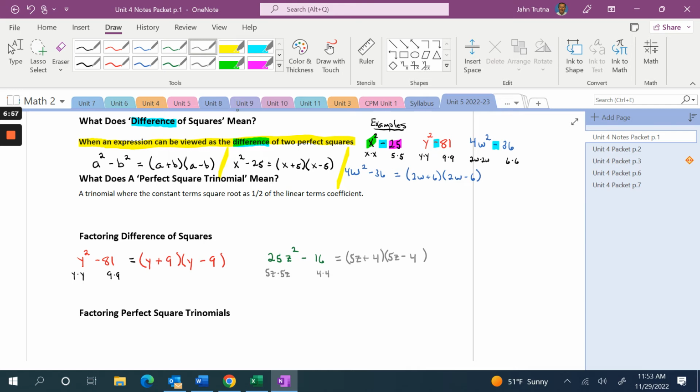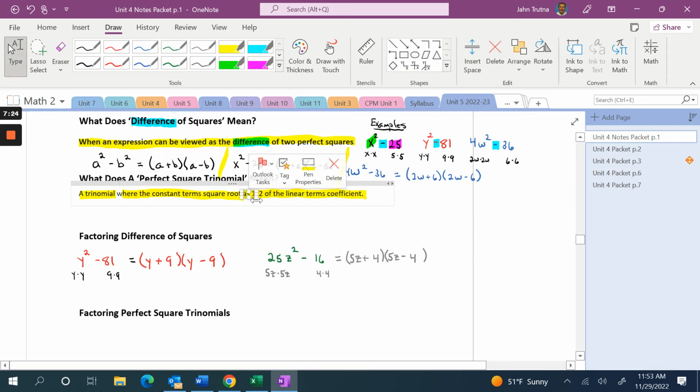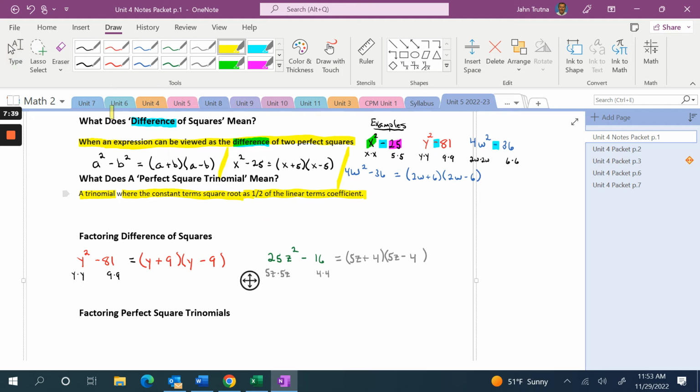It's a trick, it's a shortcut that you can use that only works in the special category of factoring difference of squares, okay? Now let's go to what does a perfect square trinomial mean? So you could see the definition is a perfect square trinomial is going to be a trinomial where the constant term's square root is 1/2 of the linear term's coefficient, okay? Let me give you the 2 examples of that so you can see what I mean by it.